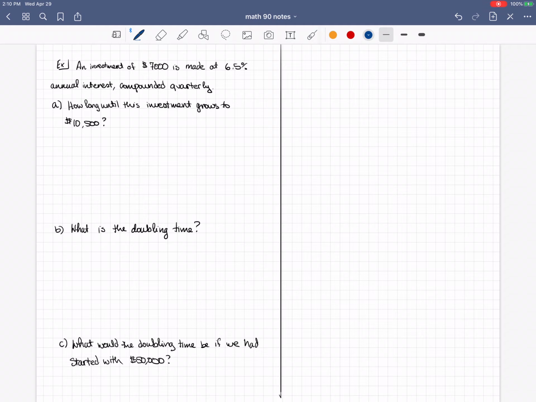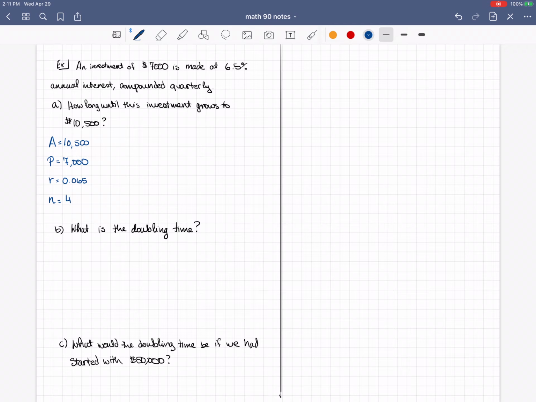So in keeping with the way that we approached it in our last lesson, I'm going to start with A, P, R, N, and T. So A, in question A, how long until this investment grows to $10,500? We know how much we want this to be worth at the end of however much time. We know how much we started with. We started with $7,000. The rate is 6.5%, which is 0.065. It's compounded quarterly, so N is 4.